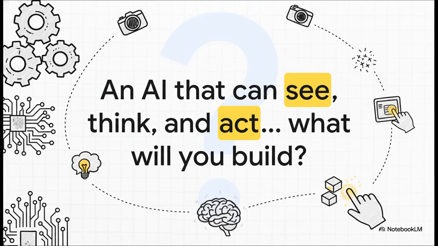So that brings us to the end of our explainer. What we've seen is that Gemma 4 gives developers this incredible toolkit for building AI that can see, think, and act, all running privately and efficiently on local devices. And that leaves us with just one really exciting question. What will you build?